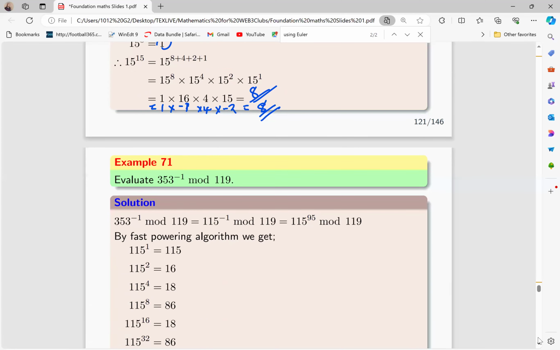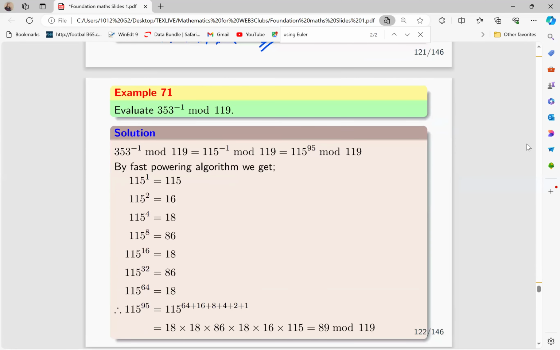Now let's do this. I want to do this. This again is a bigger number than 119. As we've done before, we begin by reducing it. So I divide 353 by 119. It goes there 2 times. And what is the remainder? The remainder is 115. So what this therefore means is that if you're given 353 inverse, this is just the same as 115 inverse mod 119, because 353 is the same as 115 mod 119.